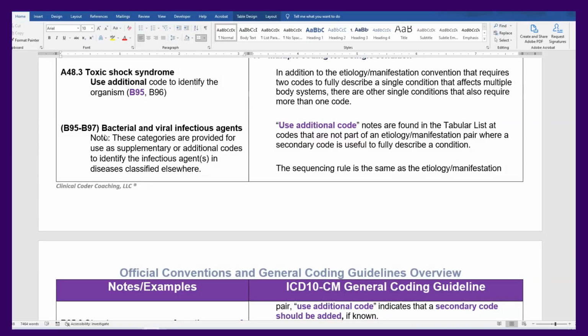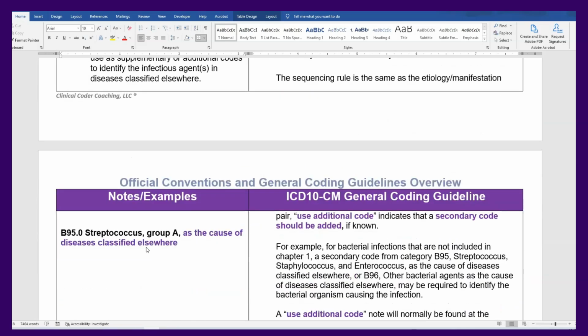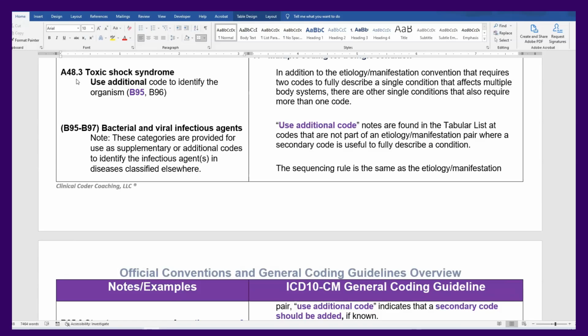So let's scroll down. At B95 in the tabular, we see these categories are provided for use as supplementary or additional codes to identify the infectious agent in diseases classified elsewhere. In this case, it's the toxic shock syndrome. We know the organism, it's B95, so we're going to scroll down and we know it's Streptococcus group A as the cause of diseases classified elsewhere. Now remember, when it's as the cause of diseases classified elsewhere in the description, this cannot be a primary code or principal diagnosis code. It would have to come after the A48.3, and the use an additional code note is also there to remind us that the B95 would be a secondary.